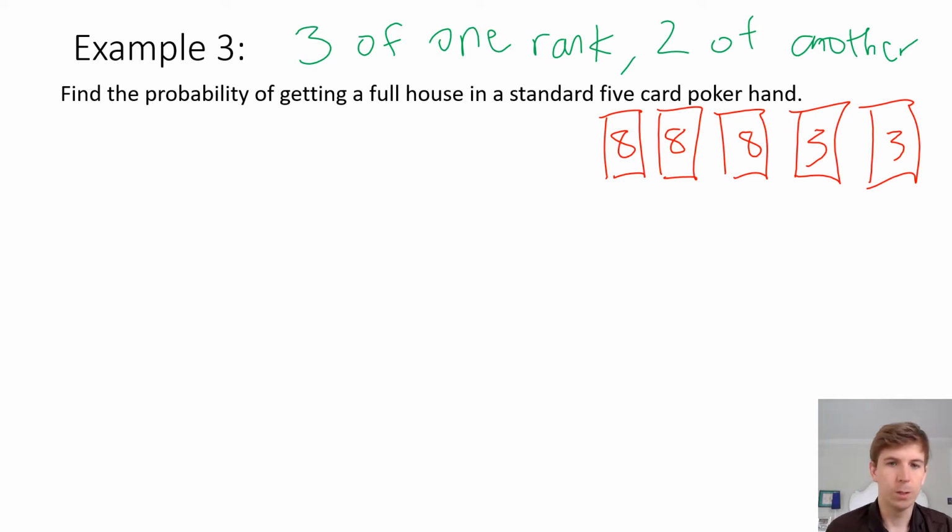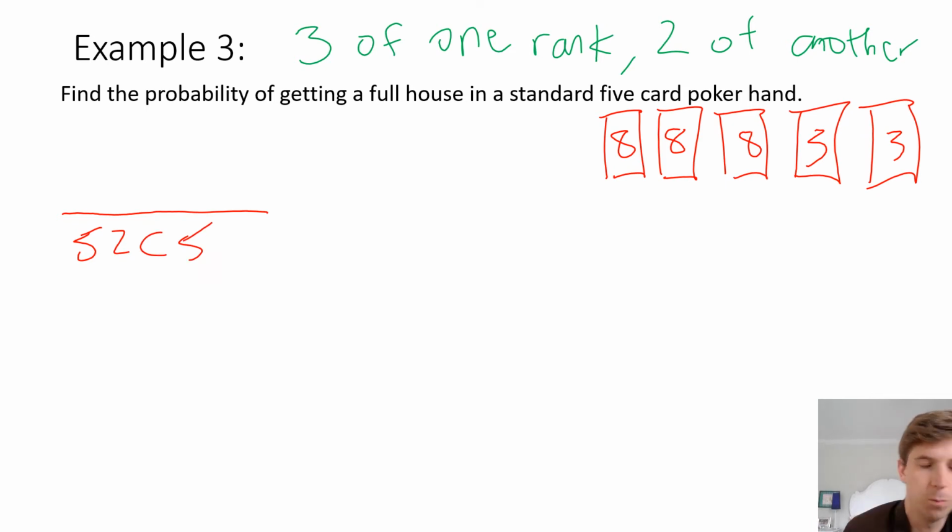So we can start in the denominator again. 5-card hand, we know there's going to be 52 choose 5 ways to do it. So that is a fantastic starting point. All right. So I'm going to use the same strategies I was using for that last one. What we need to do is choose the rank. Then we need to choose which of those cards from that rank. And then we need to choose the rank for the pair, and which 2 of those cards for that. So let's start with the 3 of a kind.